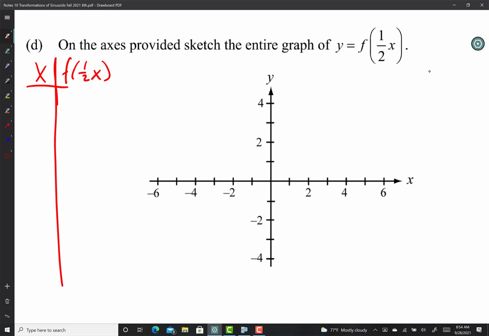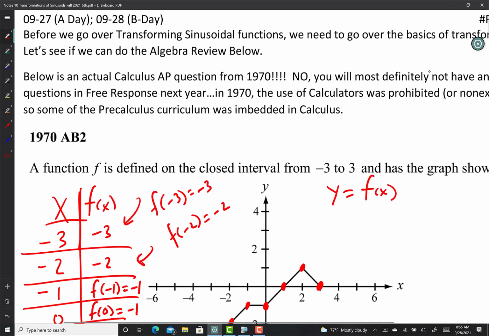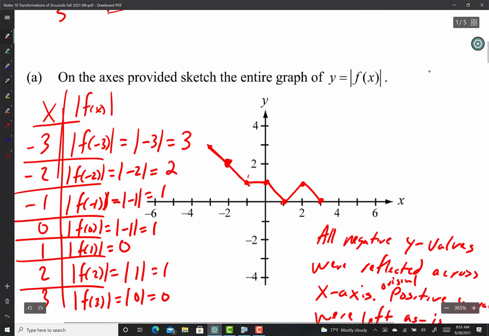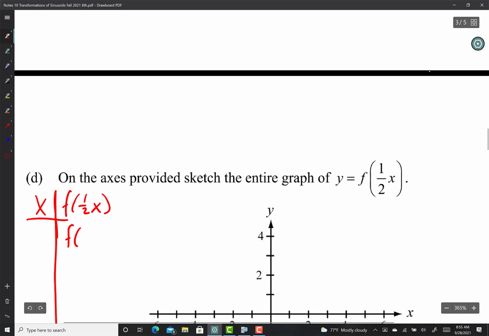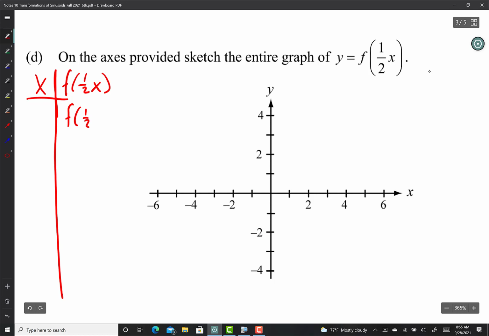Now, let's see why it's a stretch. Let's not be robots. Maybe Ms. Torres told you if it's between 0 and 1, it's a stretch, and if it's a magnitude greater than 1, it's a compression. Let's see why that is. I need some x value that when I multiply by half, the only answers I know are these from the original: f of 3, f of 2, f of negative 2, f of negative 1, f of 0. So I need some x value that when I multiply by half, I get f of negative 3. What x value would that be? Negative 6, no?